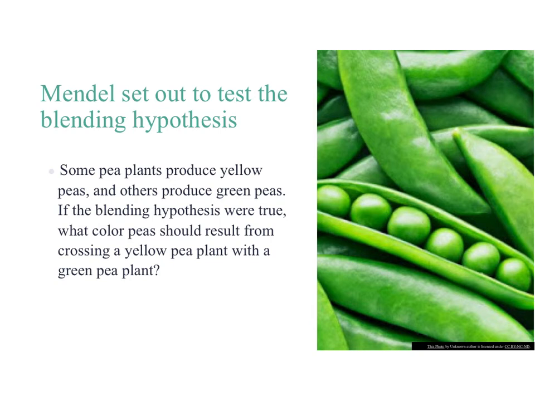In order to test the blending hypothesis, Mendel used different pea plants. He saw that some pea plants produced yellow peas and others produced green peas. So in order to test the blending hypothesis, he had to predict, if you crossed a yellow pea with a green pea, what color would result if they blend.